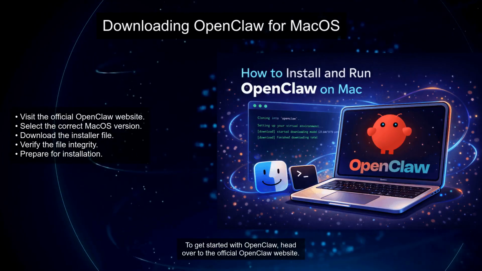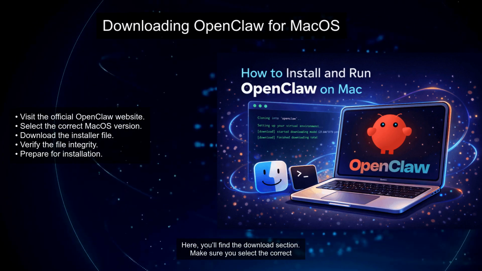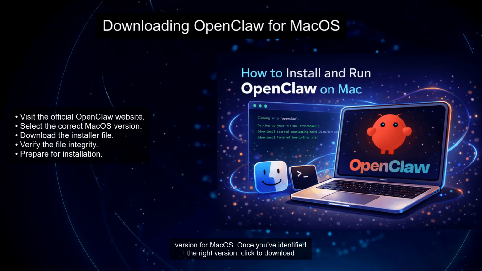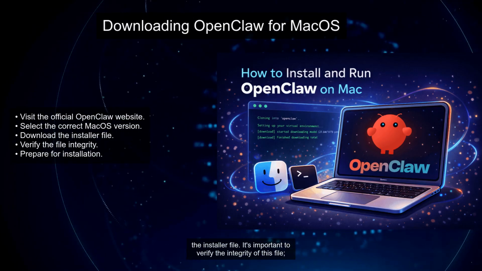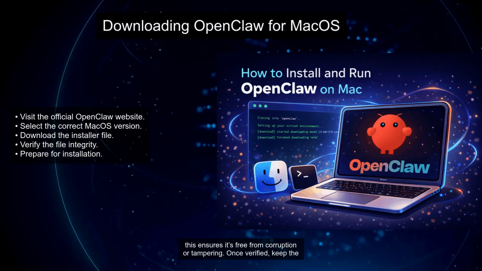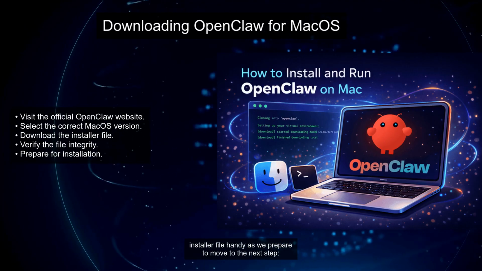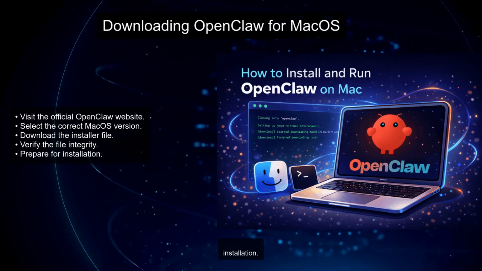To get started with OpenClaw, head over to the official OpenClaw website. Here, you'll find the download section. Make sure you select the correct version for Mac OS. Once you've identified the right version, click to download the installer file. It's important to verify the integrity of this file. This ensures it's free from corruption or tampering. Once verified, keep the installer file handy as we prepare to move to the next step, installation.